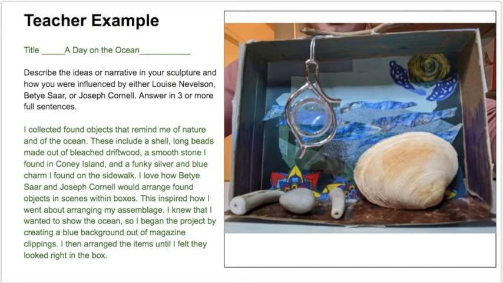I love how Betty Saar and Joseph Cornell would arrange found objects in scenes within boxes. This inspired how I went about arranging my assemblage. I knew that I wanted to show the ocean, so I began the project by creating a blue background out of magazine clippings. I then arranged the items until I felt they looked right in the box.